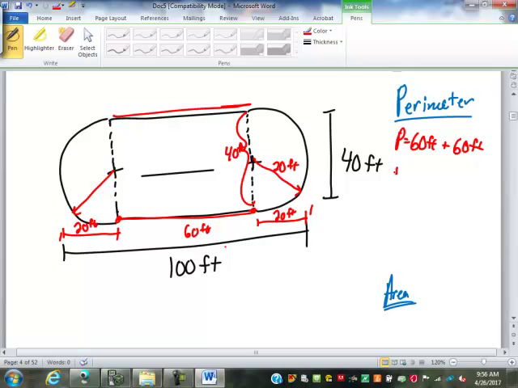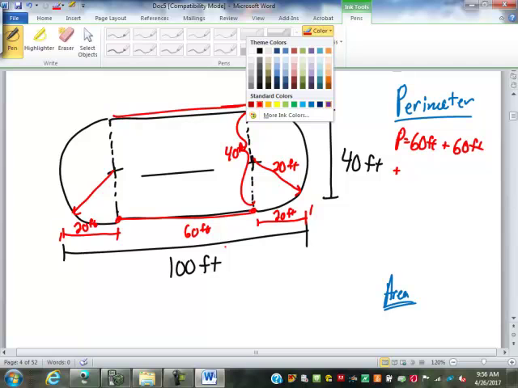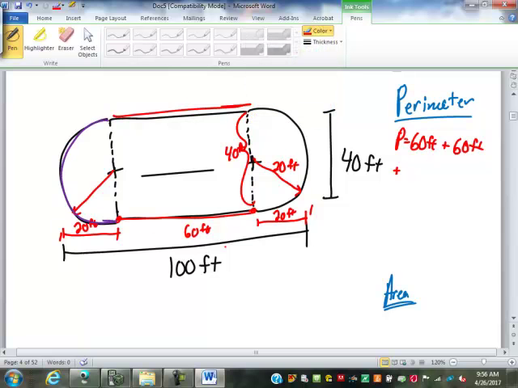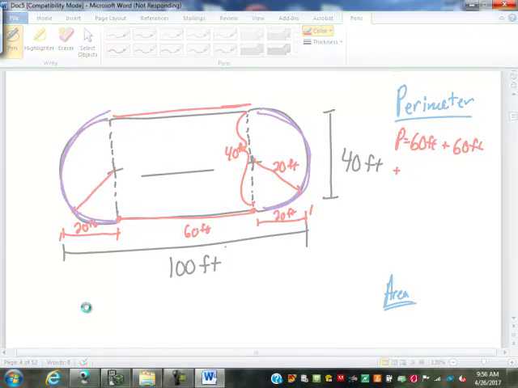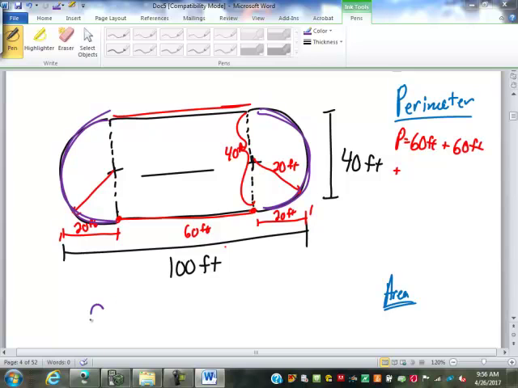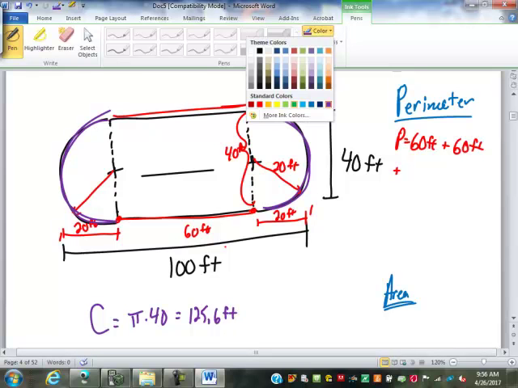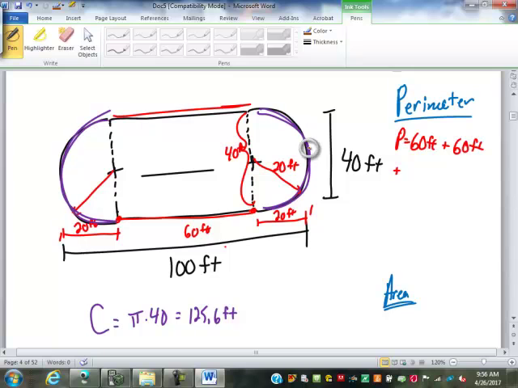What pieces do I still need to add in? I need this half circle here, don't I? And this half circle here, don't I? So to find that half circle, I'm going to find the circumference of the full circle, which is pi times diameter, pi times 40, which would be 125.6 feet. Now that would be a full circle. If I just wanted this piece here, I'd divide that by 2, wouldn't I? Because it's half a circle.